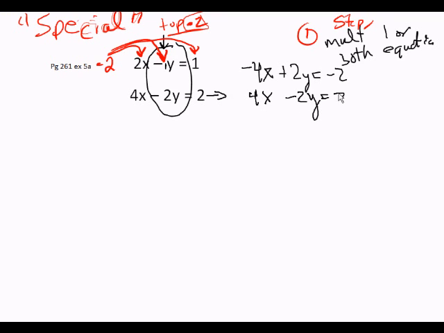The bottom row I'm going to leave the same. You don't have to multiply the bottom row if I have the same numbers now. Do you see? I have the same numbers for y. One's positive, one's negative. They're both 2's.